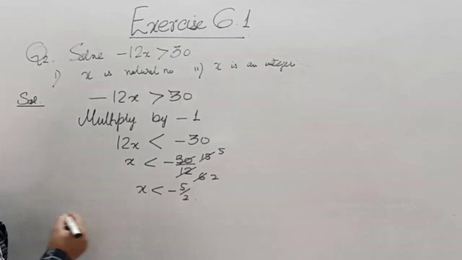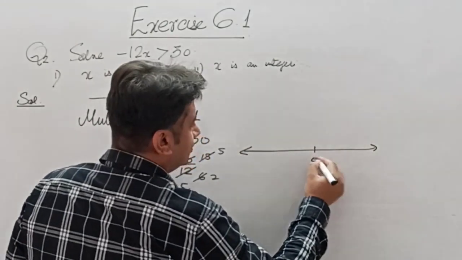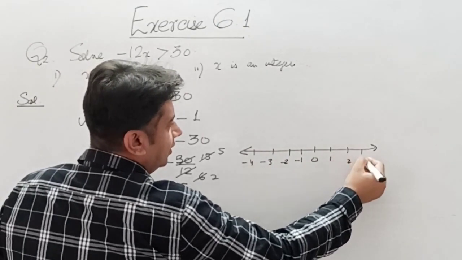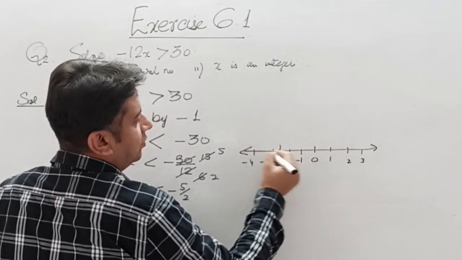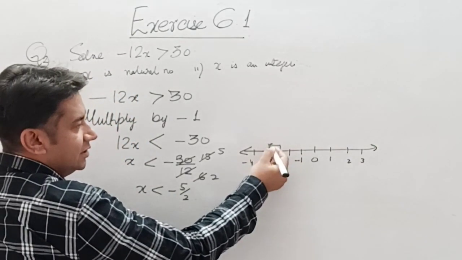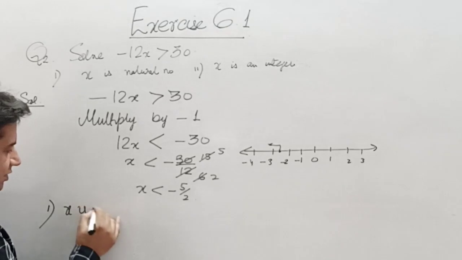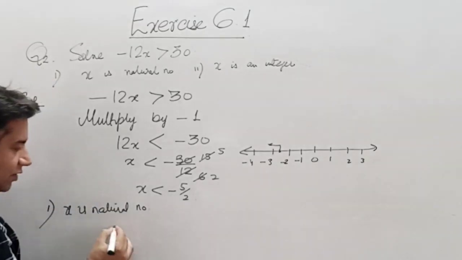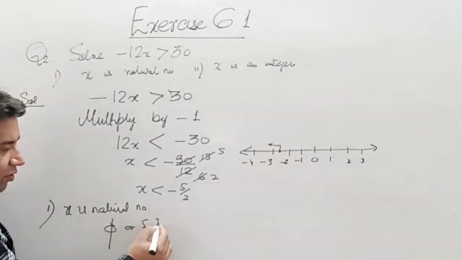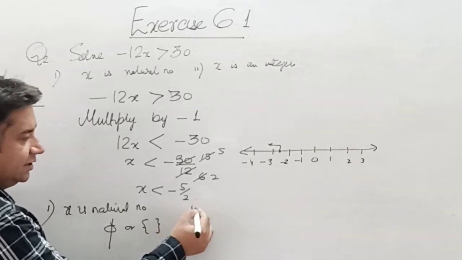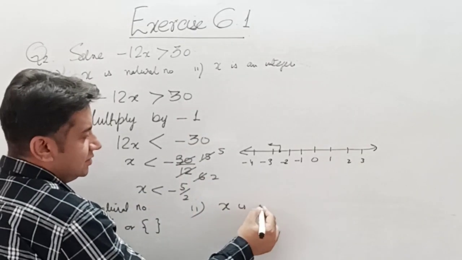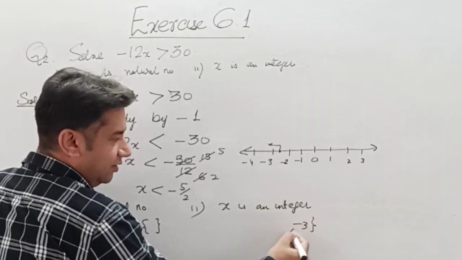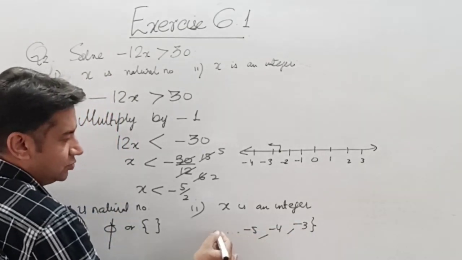Now you transpose -12 by cross multiplying, we will get 30/12, and it will be x is less than -5 by 2. Now imagine the number line, 0, -1, -2, -3, -4, 1, 2, 3. Less than -2.5, natural numbers less than -2.5 will be, is there any natural number less than -2.5? No, it will be an empty set. You will write phi or simply empty set. And integers less than -2.5 will be -3, -4, -5 and so on.